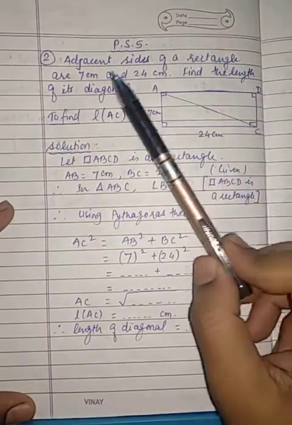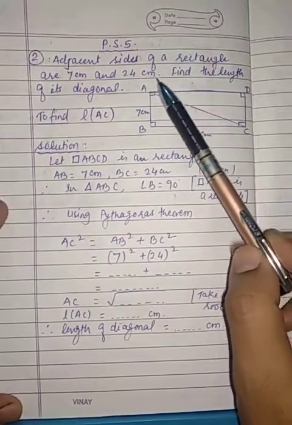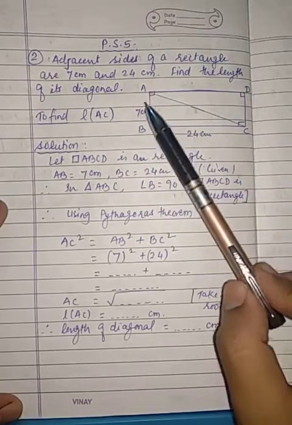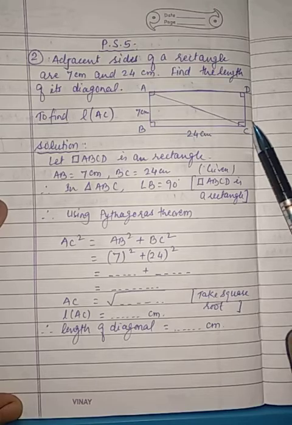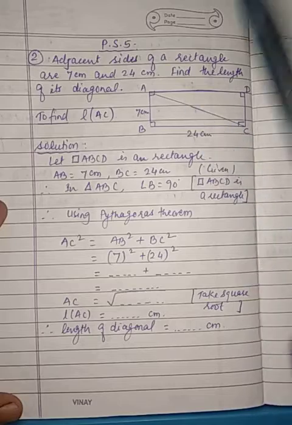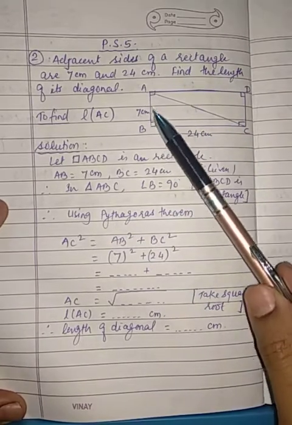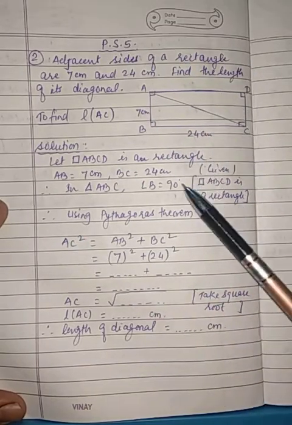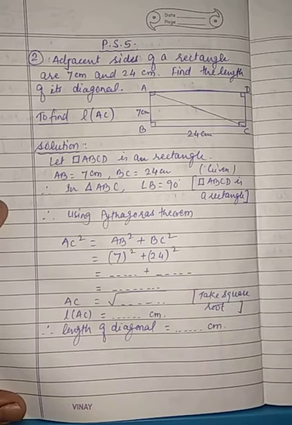Adjacent sides of a rectangle are 7 and 24 centimeter. Find the length of its diagonal. So let's draw a rectangle, name it ABCD. Adjacent sides are 7 and 24. Find diagonal AC. You know that triangle ABC is a right angle triangle. So using Pythagoras theorem, I can write AB square plus BC square is equal to AC square. That is to be found. In place of AB I'll write 7, in place of BC I'll write 24.